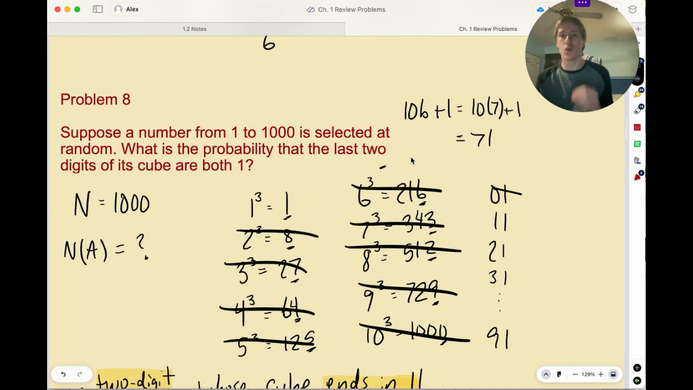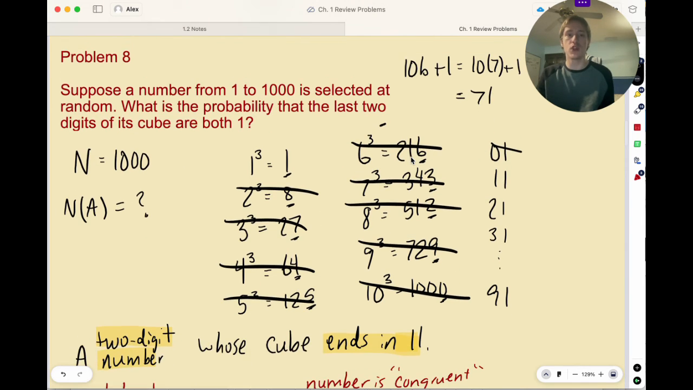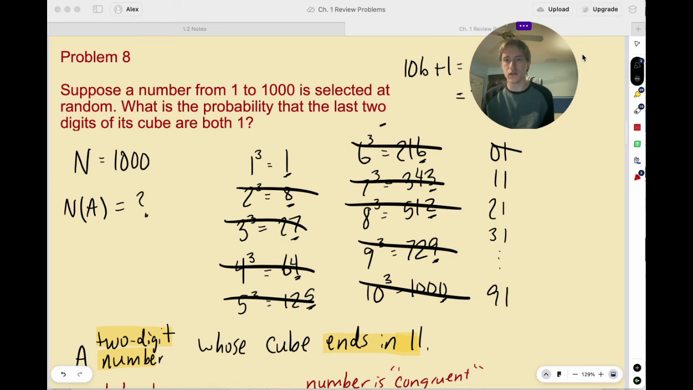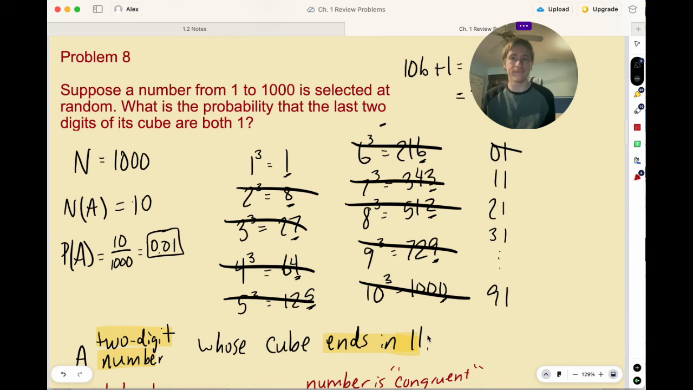Okay, so that means 171, 271, 371, all up to 971, which means, okay, what does that mean? Well, it means that we can answer our question, and the number of ways for A to occur is 10. Which means that the probability of A is simply 10 over 1,000, which is 0.01. Okay, let's move on to our last question.